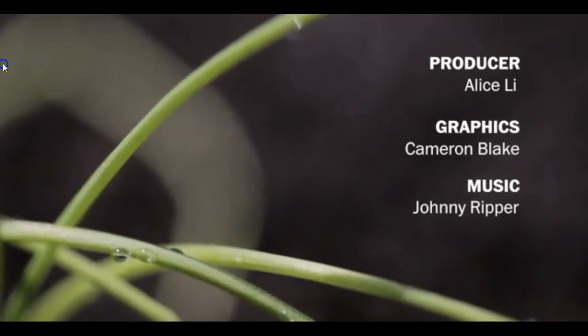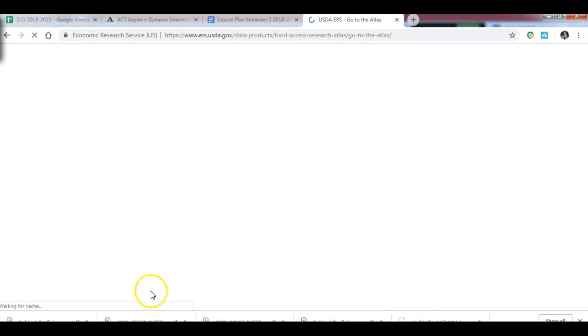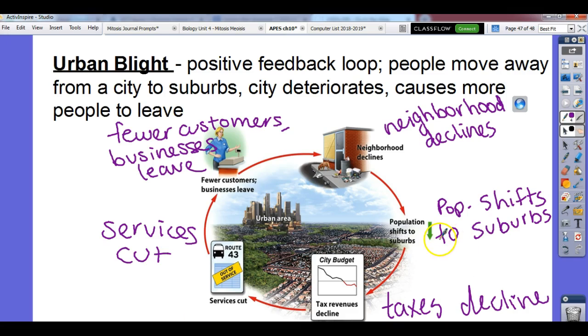So that kind of gives you an idea of what one area is doing, right? In order to prevent this urban blight or to kind of fix it, they're making a community garden. And then that allows the community to buy in and have a safer space and be part of something and kind of make people want to stay a little bit longer.